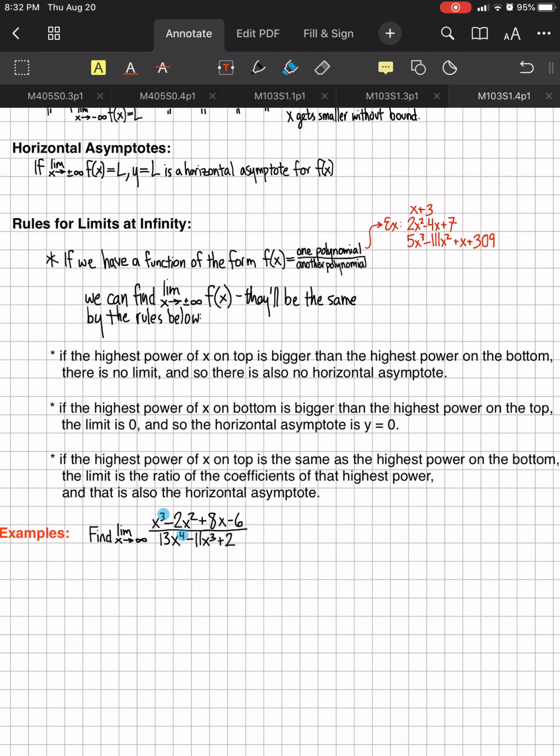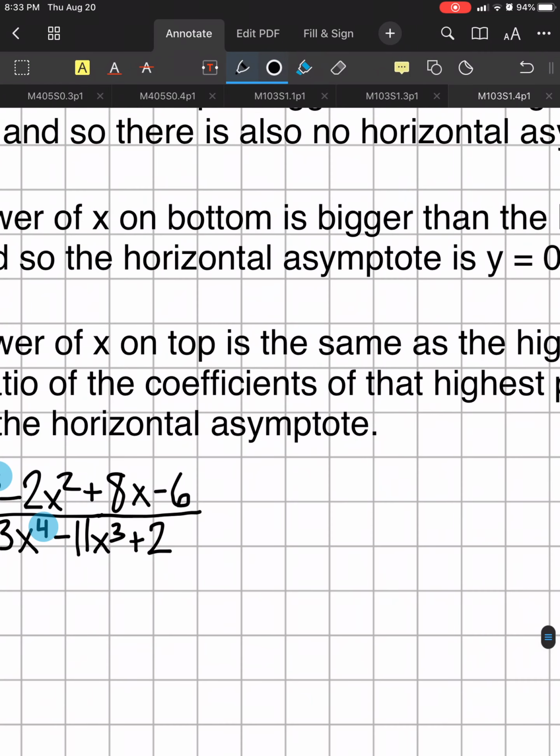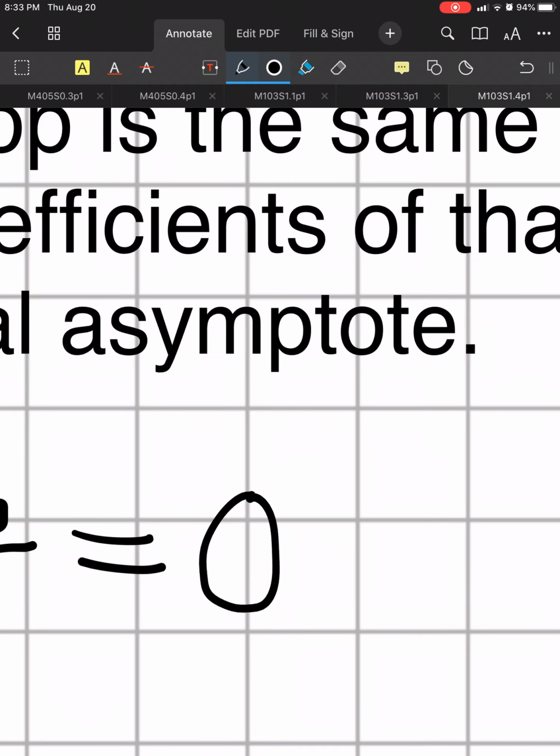Well, is the highest power on top bigger than the highest power on the bottom? Well, that's not true here. 3 is smaller than 4. So here we're in this second situation. The highest power on the bottom is bigger than the highest power on the top. And we find then there's nothing to do except say the limit is 0.